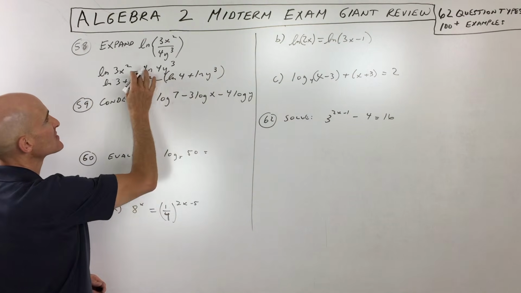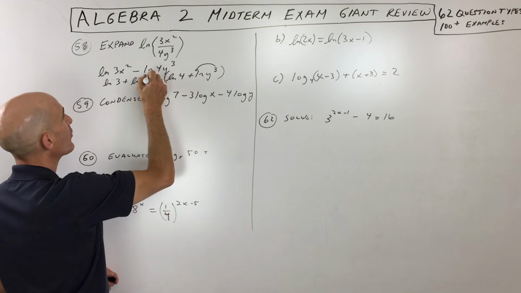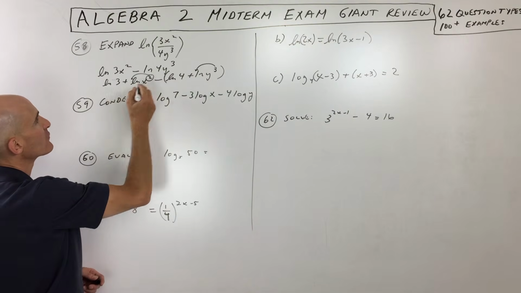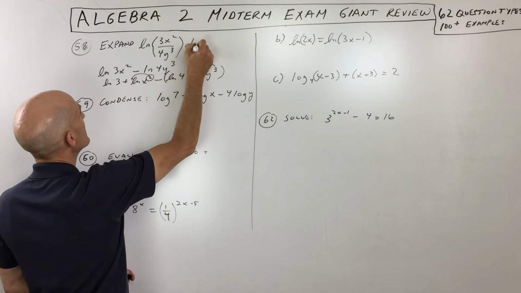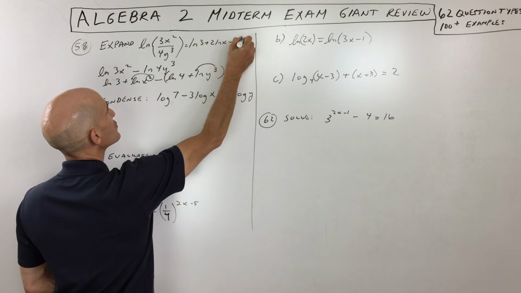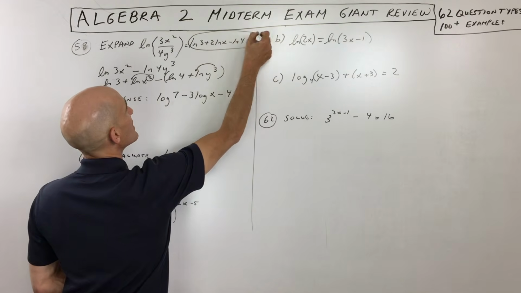I put that in parentheses because this whole thing is being subtracted. Then what we do is we bring down the powers in front of the logs, and then I would also distribute that negative through. So the final answer should look something like this. Natural log of 3 plus 2 natural log of x minus natural log of 4 minus 3 natural log of y. So that's fully expanded.